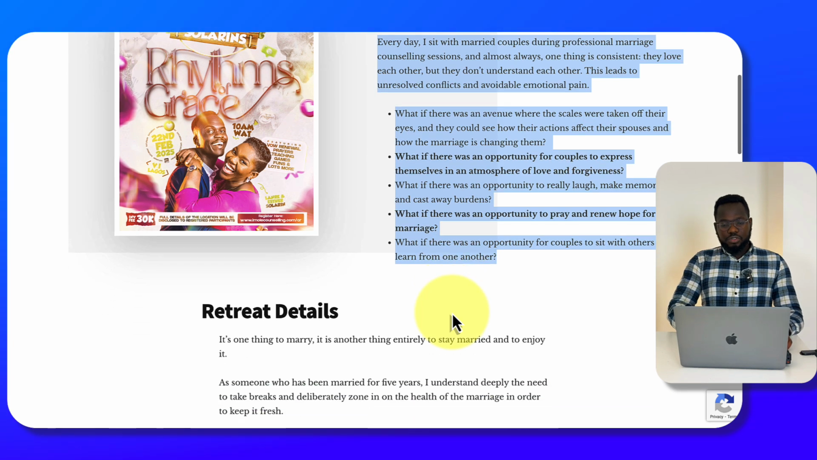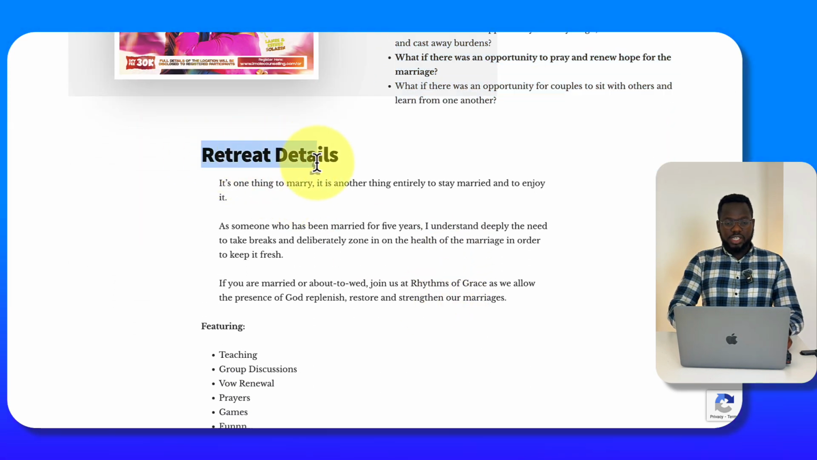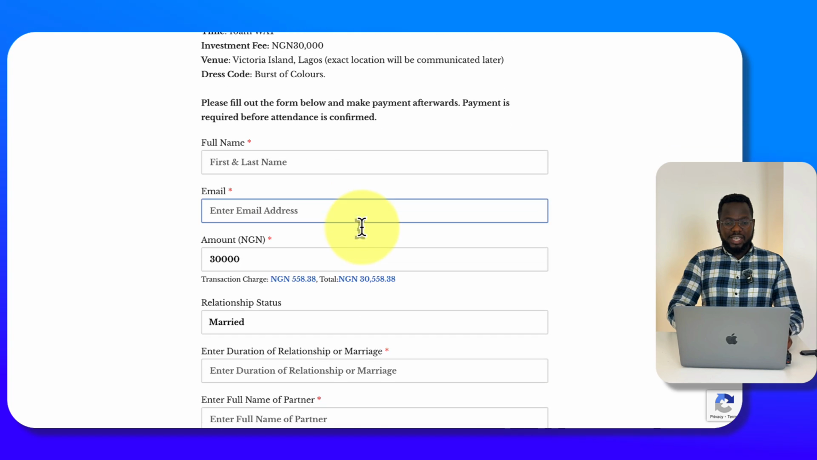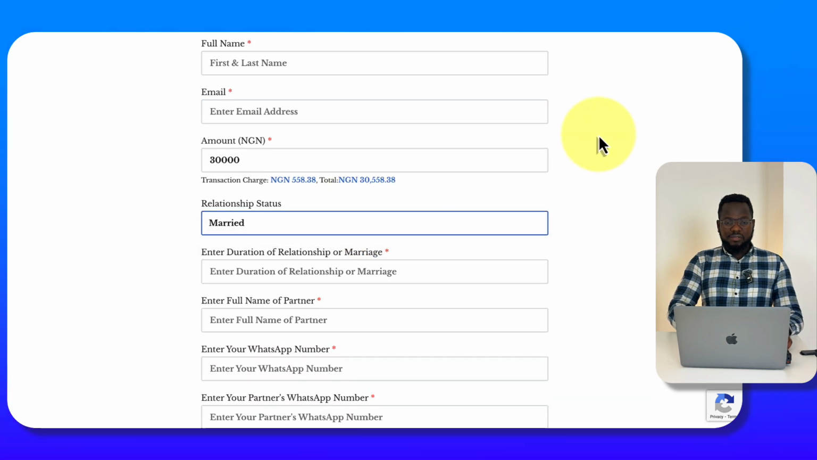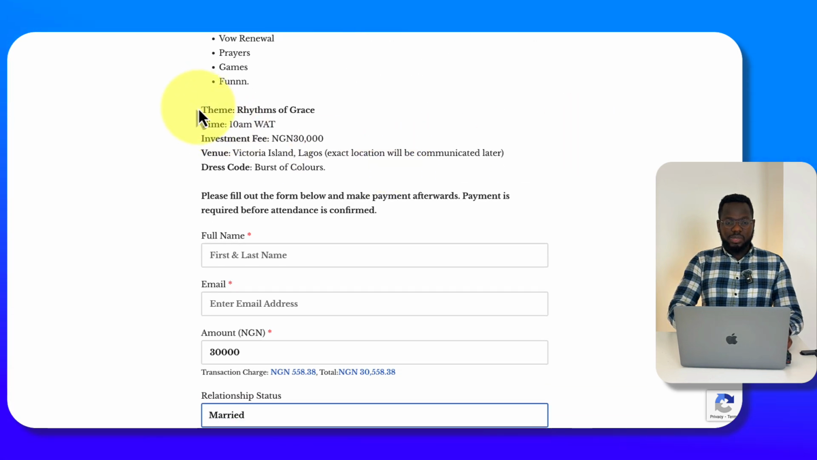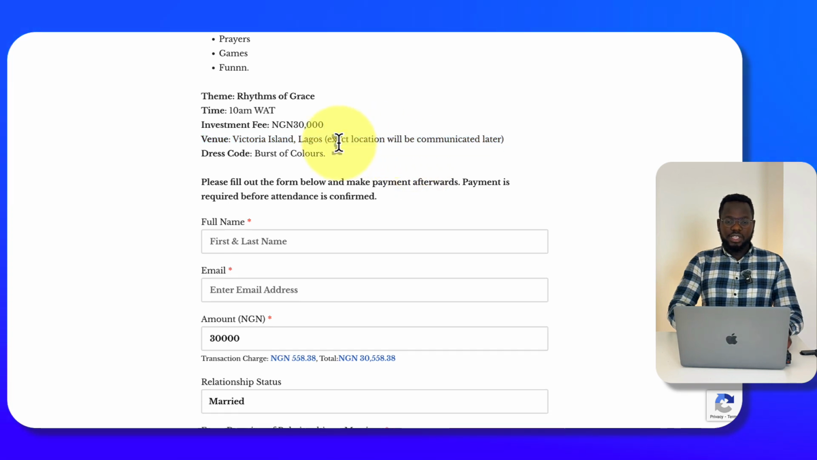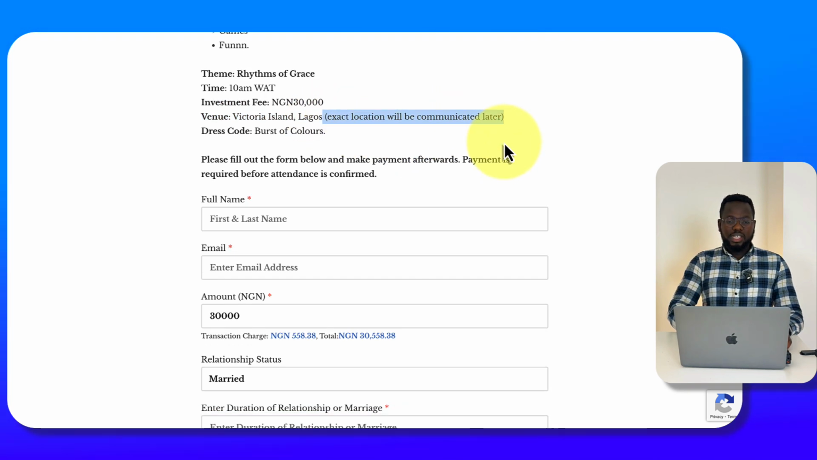And then if you scroll down, it says retreat details, and it also shows some of these things here. And then we have this particular place where it talks about the theme and the time of the event. Seems like it's a physical event, yeah. And the venue is Victoria Island. The exact location will be communicated later to those people who registered or bought it, and that is not explicitly stated anyway. And the dress code, burst of colors.